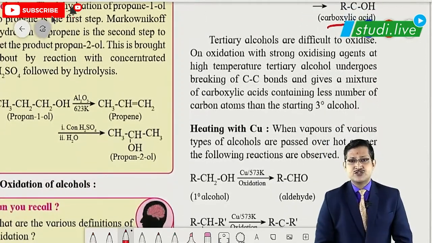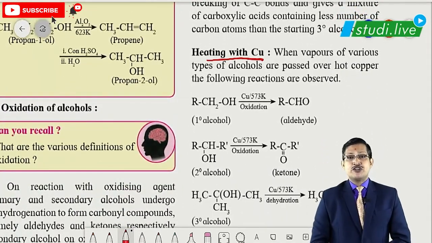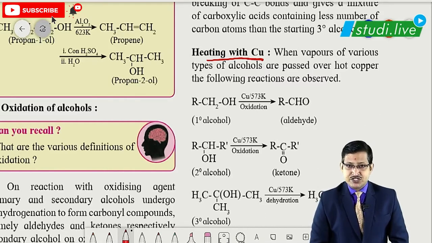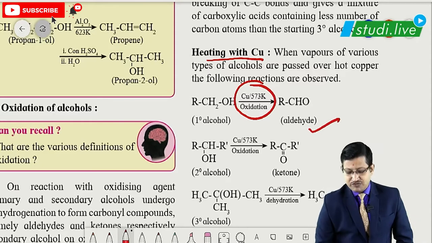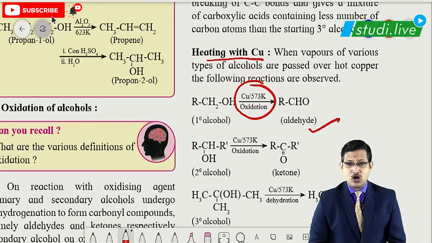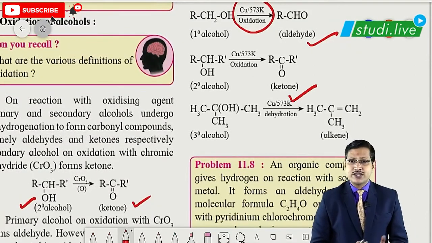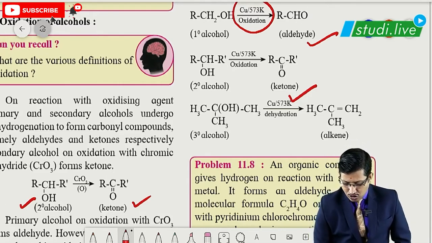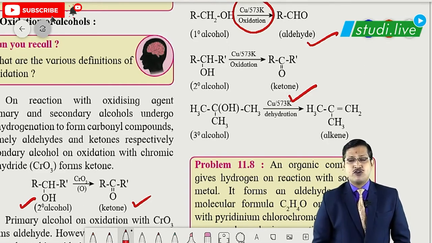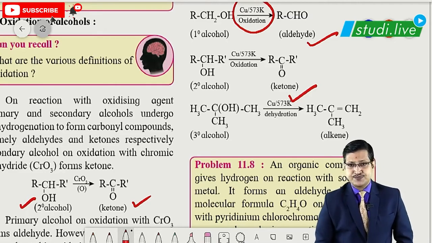Moving on, the next reaction is heating with copper metal. Now when you are heating with copper metal, what exactly happens? It is a reaction at 573 Kelvin, which gives you the formation of aldehydes. Primary alcohols give you aldehydes, and secondary alcohols give you ketones. Only the arrow conditions are changing. Be very clear: it is copper and 573 Kelvin. The next one, tertiary alcohols on dehydration give you the formation of alkenes.